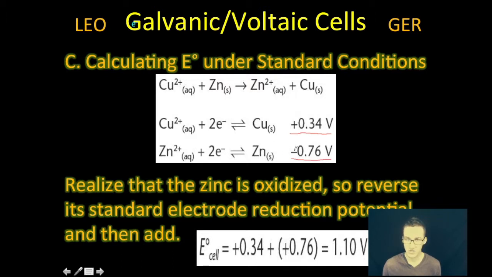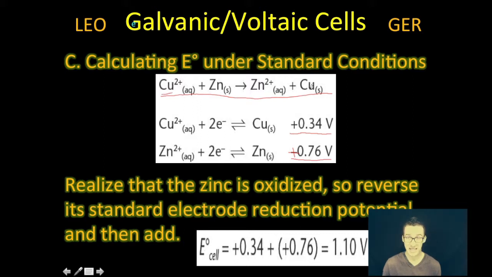And again, we can just determine that by recognizing that this is more positive than this one is. So when you're trying to determine what the standard cell voltage is for this entire galvanic cell, all you have to do is flip the sign of the thing that is being oxidized. It's going to have the same magnitude, it's just going to have the opposite sign as what's given to you in the reduction potential.